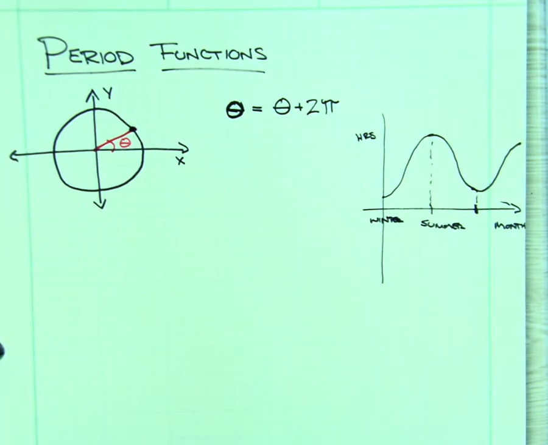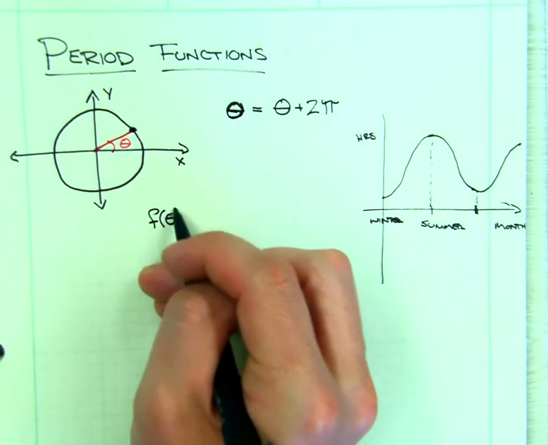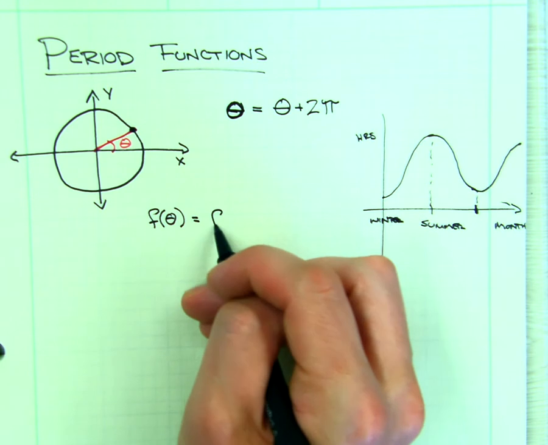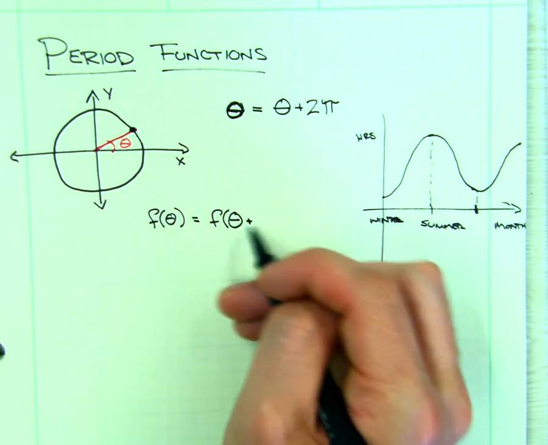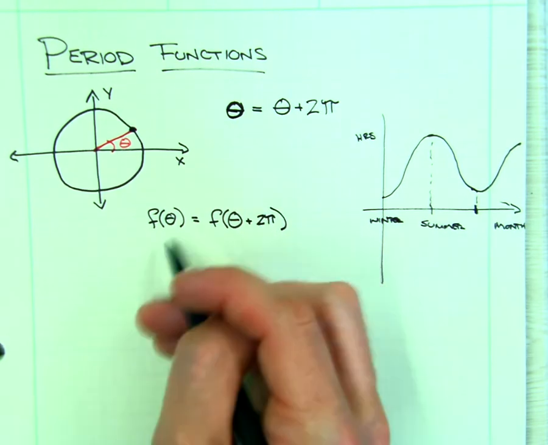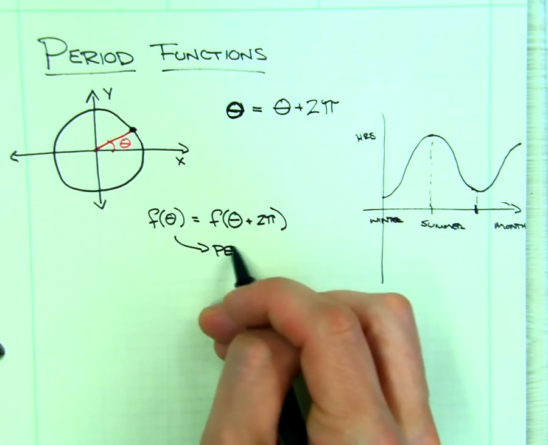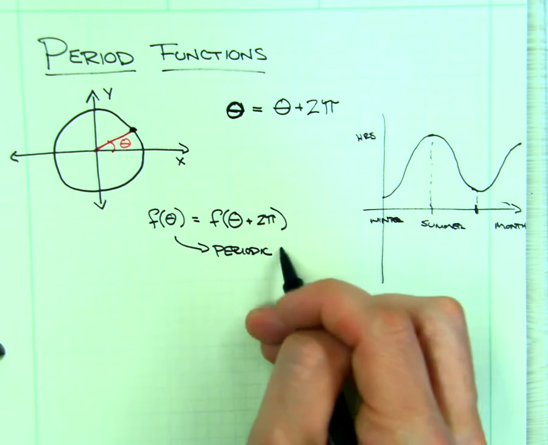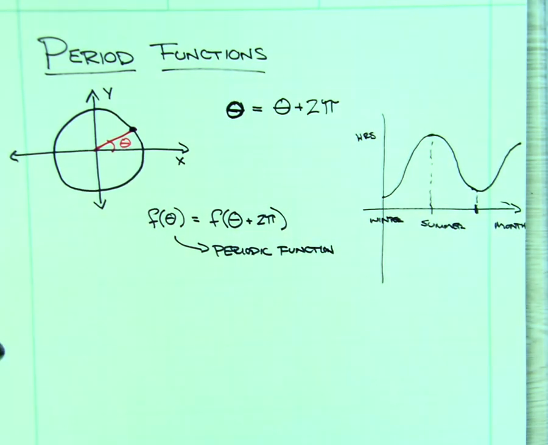So basically what this means is if I have a function, say f of theta, and it's going to be equal to f of some theta plus some amount. In this case, it's going to be 2 pi. Then I have a periodic function. This is the definition of a periodic function. Now this one is specific to the unit circle, of course, which is the most common one that you'll run into.